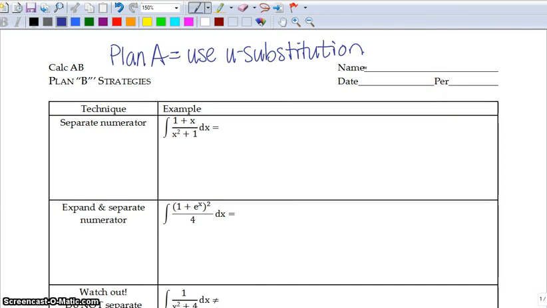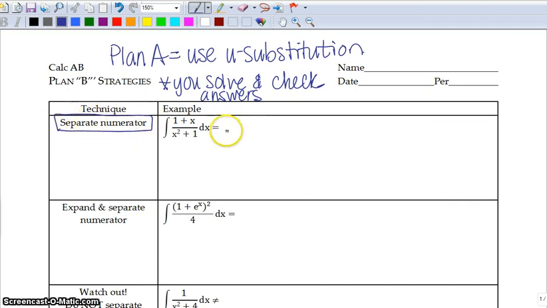What we're going to do is go through and talk about each technique, but I'm not going to solve them. I suggest you solve them and then check your answers on this final document, because I will put the answers on the next page. So the first technique will be separating the numerator. That means the denominator stays, the numerator gets split into 2.